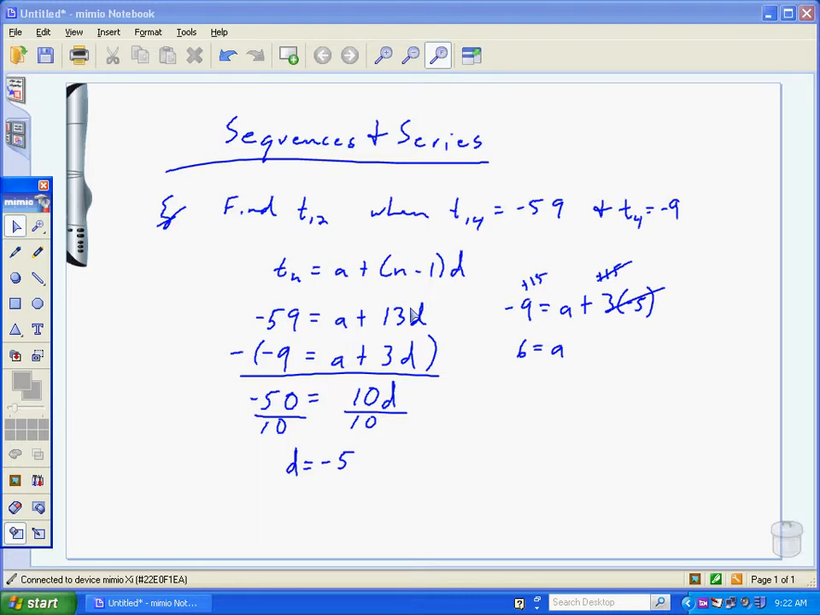Well, now we got the first term. We got the difference. We know how many terms we've got. We can just plug it into that general term formula, right? So T12 equals 6 plus 12 minus 1 is 11 times negative 5. Well, the 12th term. Negative 55 plus 6, negative 49.